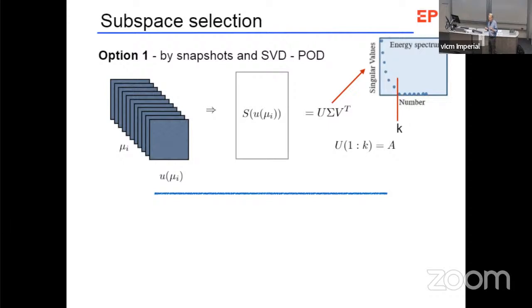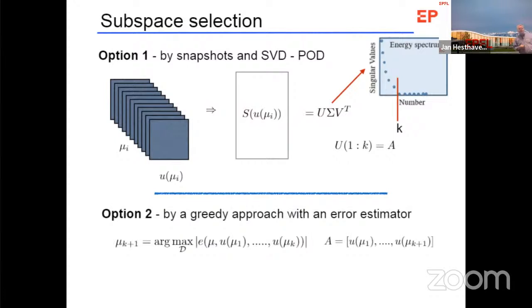Now, another way of doing it is what is called the greedy approach. Imagine you have an error estimator that tells you the current linear space, as I move around the parameter space, how good of a job you have to do. Okay, imagine I can come up with an estimator that does that. Then I can simply say, okay, with the current linear space I have, look for the parameter mu where I make the biggest mistake in representing the solution. And that's now my new matrix, my new solution, and I add that and I grow it like that. Okay, so this is called a greedy approach. And of course, the advantage is that you compute only those solutions that you really need. Whereas with the SVD, you would have to compute a lot and then maybe only use 10% of them in a certain sense. Okay, so this is the greedy approach.